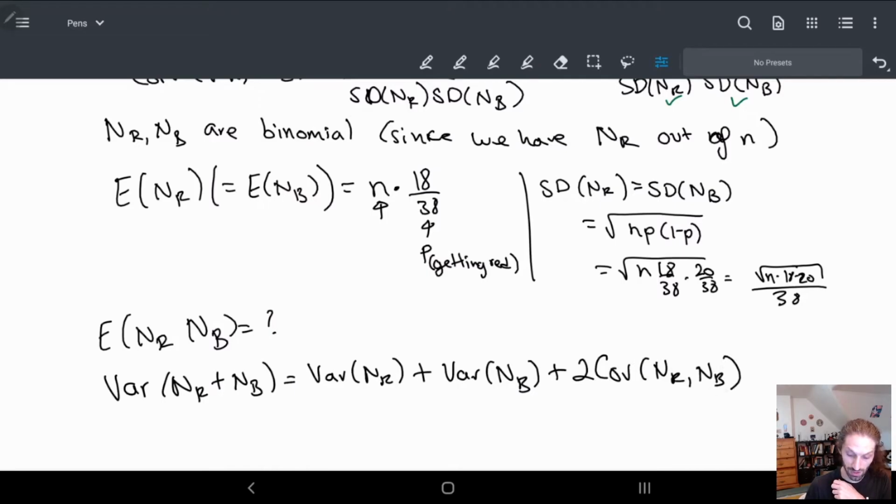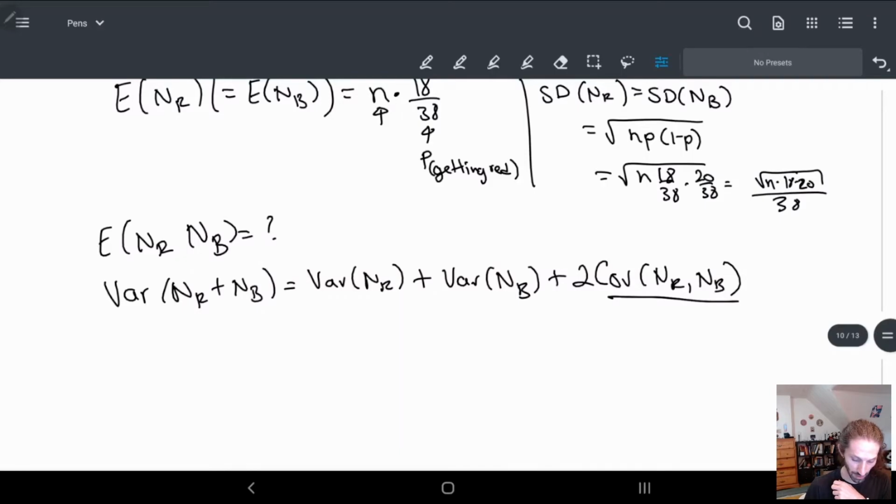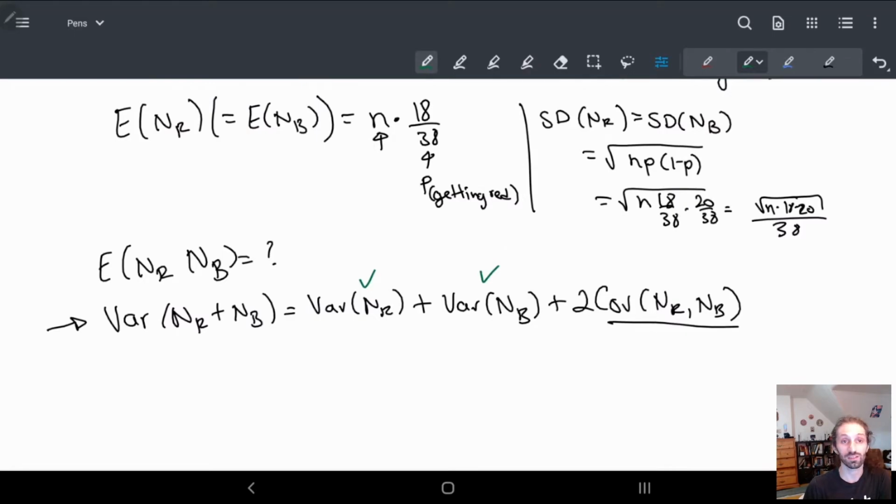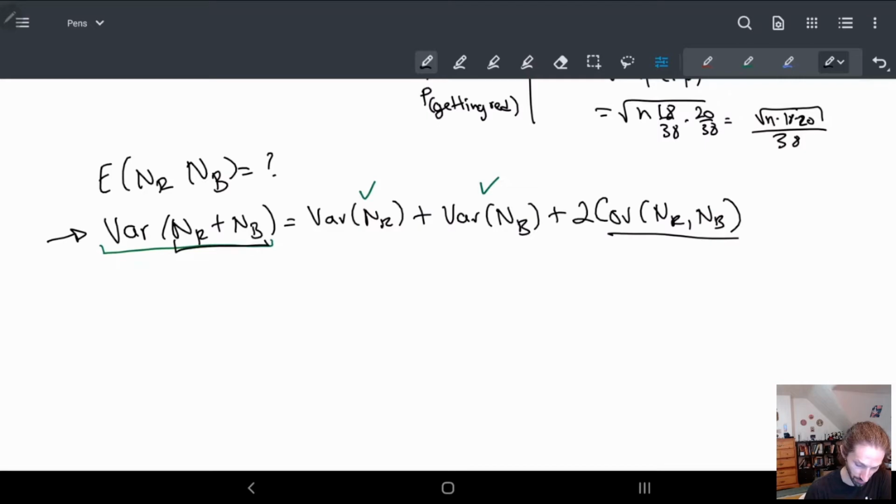So we can solve the covariance by figuring out everything else here. And the nice thing is, most of these we should already know, right? These variances we already know, because we just have to square the standard deviation. So these are done. The main thing we then need to solve is this, and this should be much, much easier to solve. Why is it much easier? Well, let's think about this. What is this variable? What is NR plus NB?